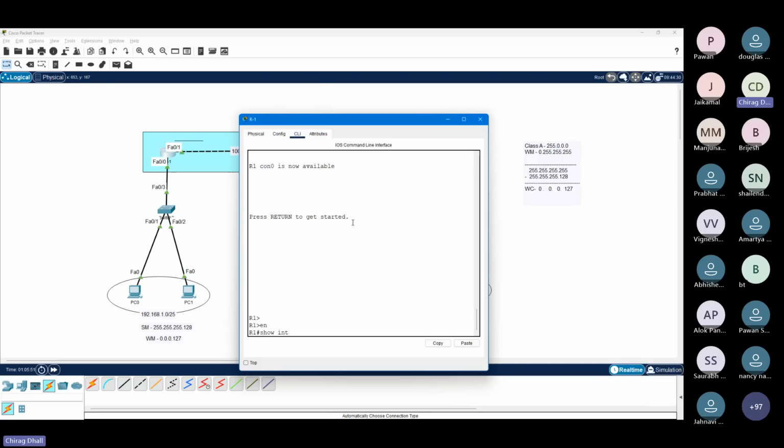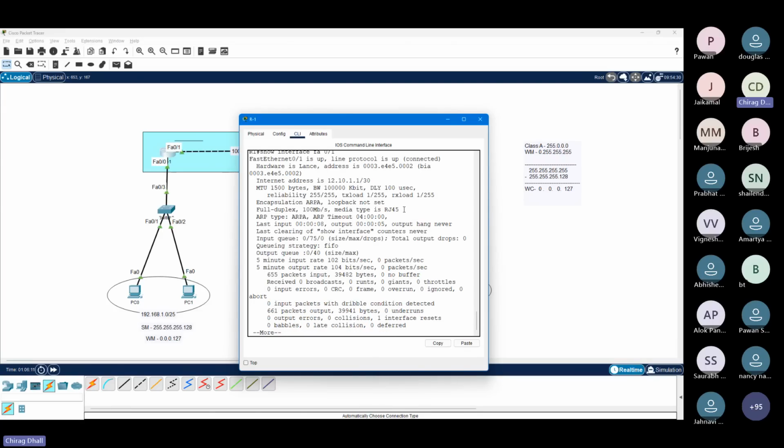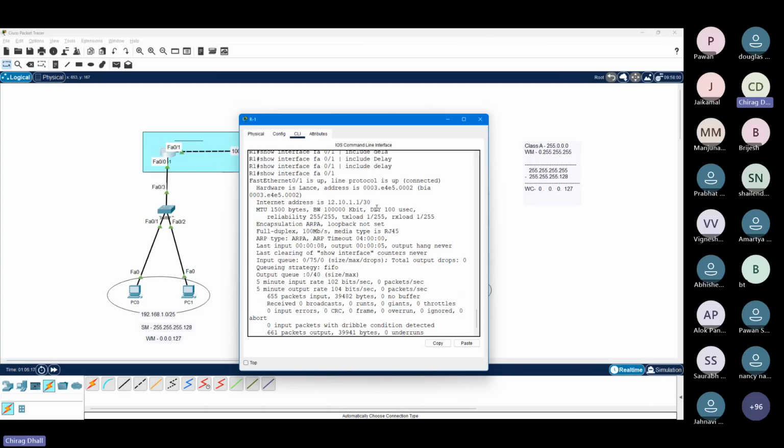Enable, show interface FA0/1 pipe include delay. Okay, I'll say include delay in small letters. Never mind, I'll just remove this and say show interface FA0/1. When I do so, it is written in short form as DLY. We can see the delay which is being considered here is what?